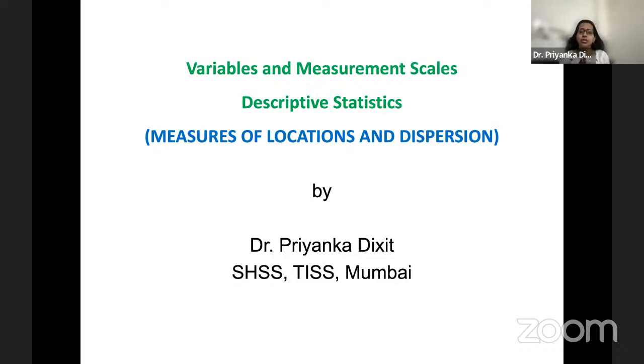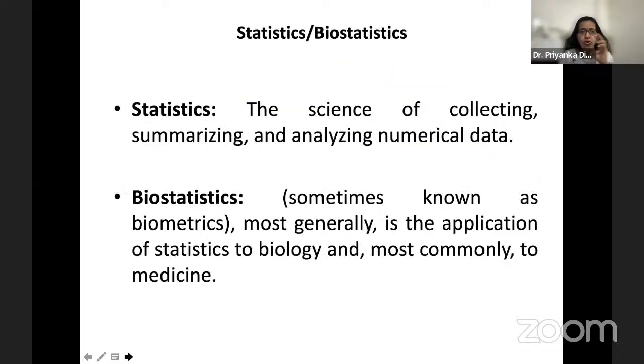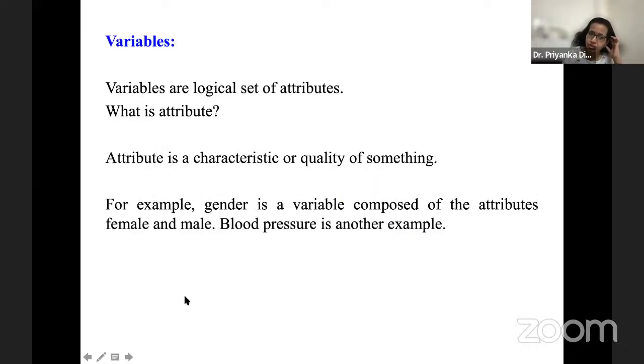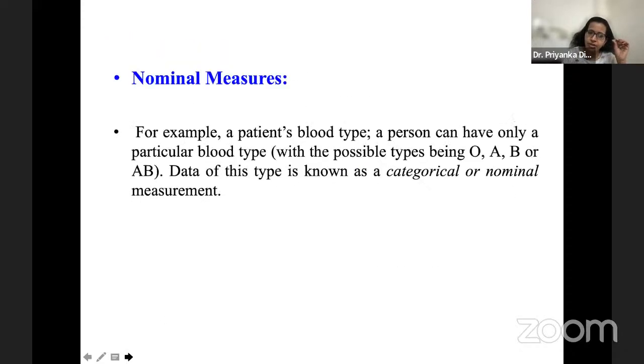Now, when we are going to discuss descriptive statistics, there are basically two things that will come. What are they? The measure of central tendency and the measure of dispersion. Okay, and before I start that, I hope you all are aware of variables and measurement. Is it okay, variable and measurement? The different types of variables we have, isn't it?